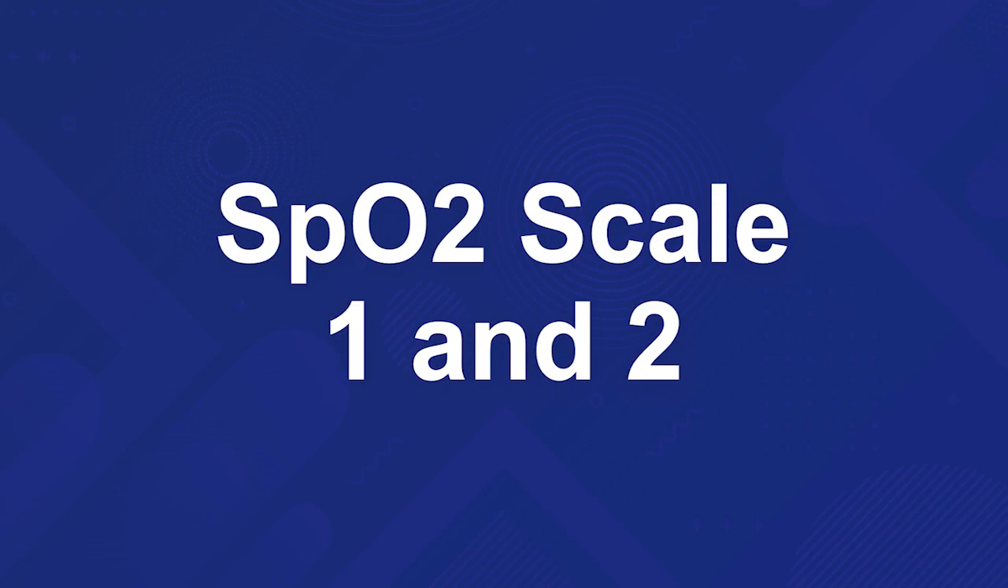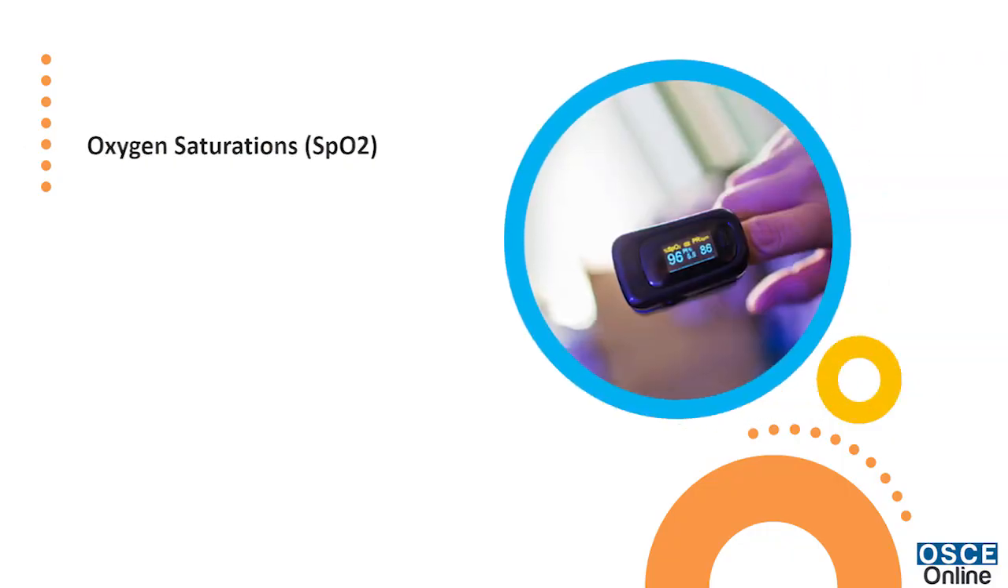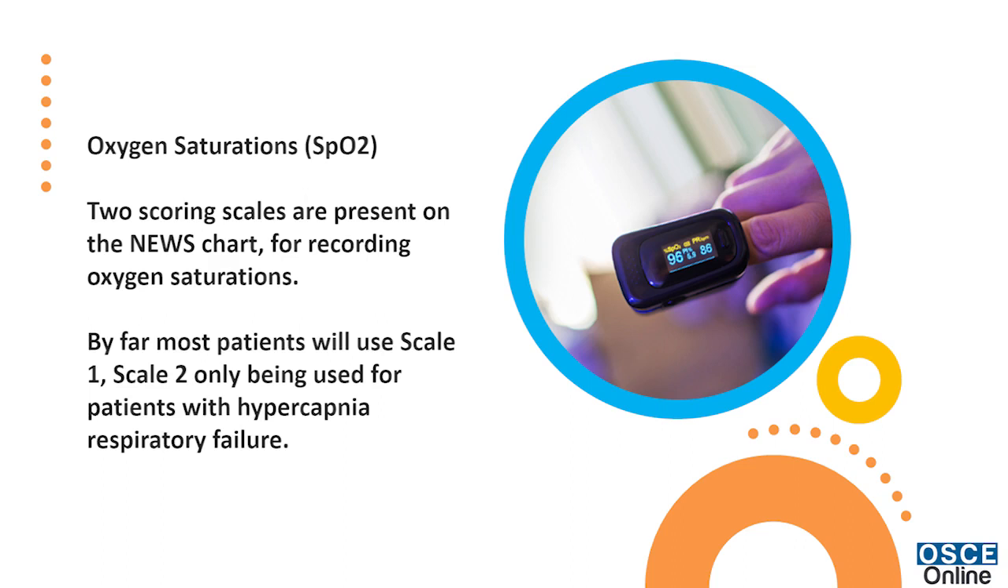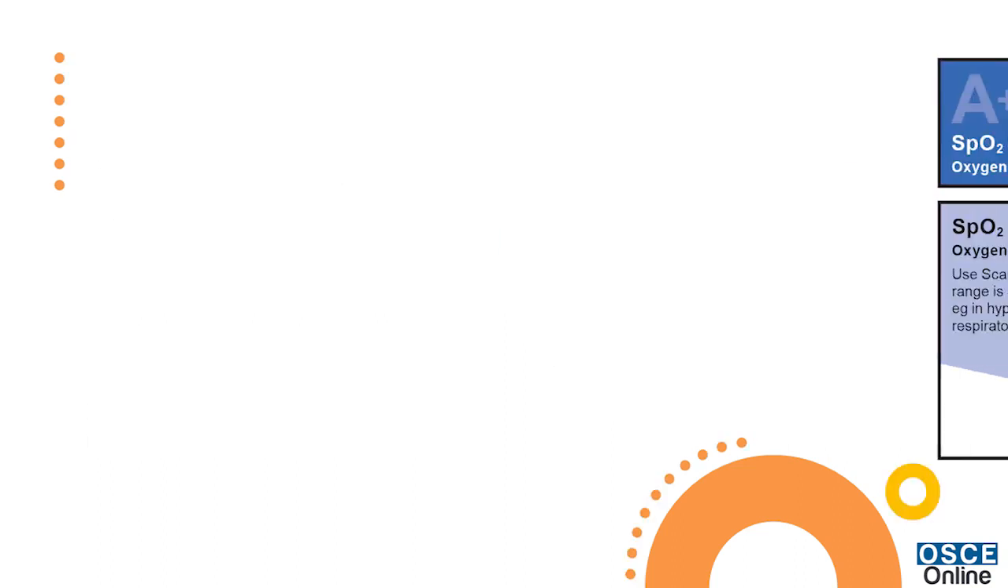SpO2 scale 1 and 2. Oxygen saturations, SpO2. Two scoring scales are present on the NEWS chart for recording oxygen saturations. By far, most patients will use scale 1. Scale 2 is only being used for patients with hypercapnic respiratory failure.